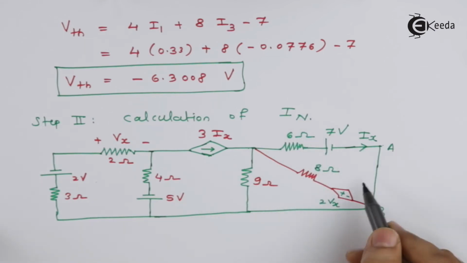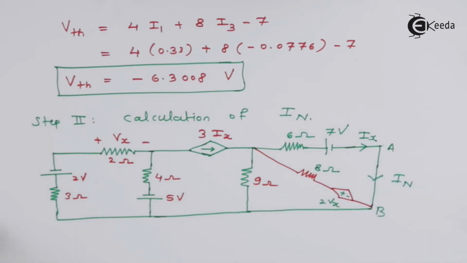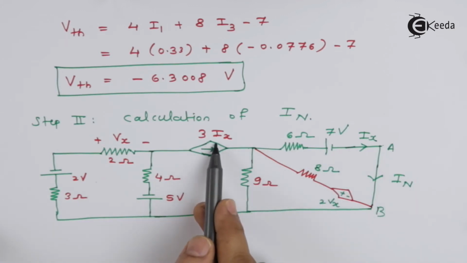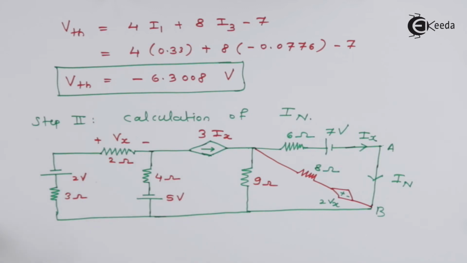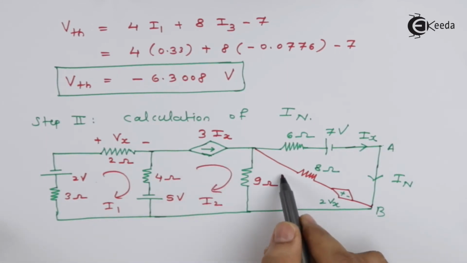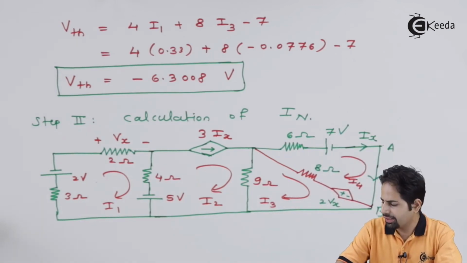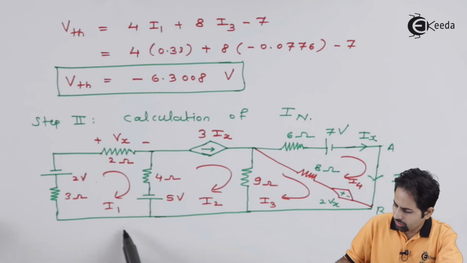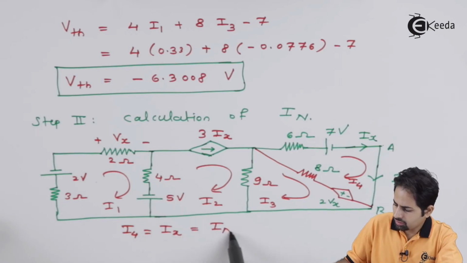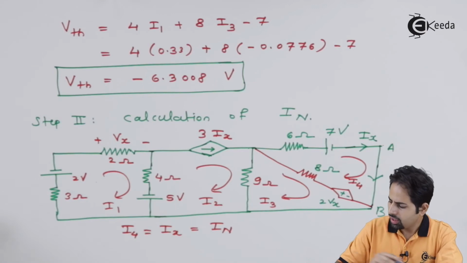Now to get this IN, which is passing from A to B, IN is exactly equal to Ix. I can call this as I4, but I should know that Ix will be substituted here. And this Vx value is again 2 into the current passing through that resistor. So I need to give names to the loop currents. So I call I1. So I have given 4 names, I1, I2, I3 and I4.